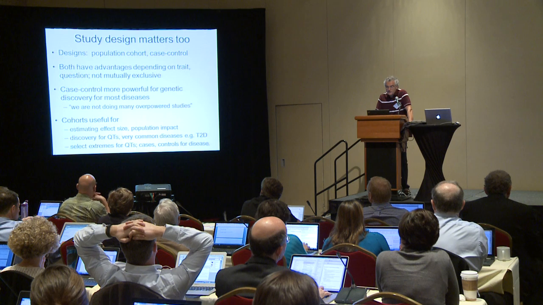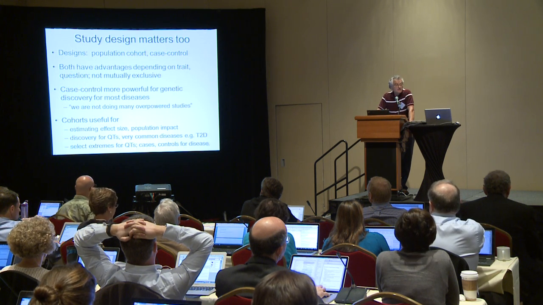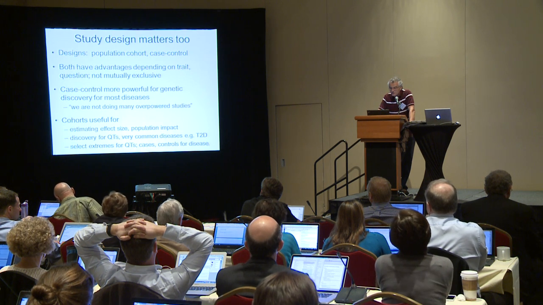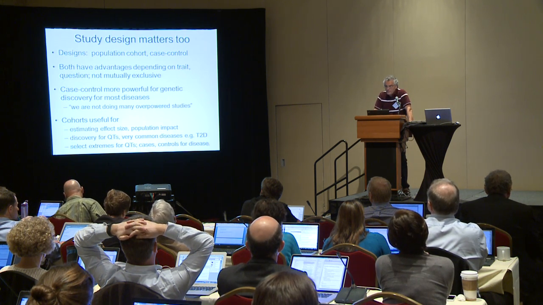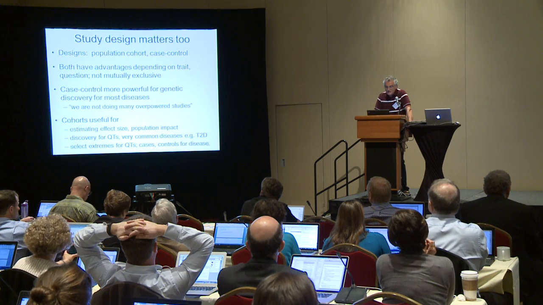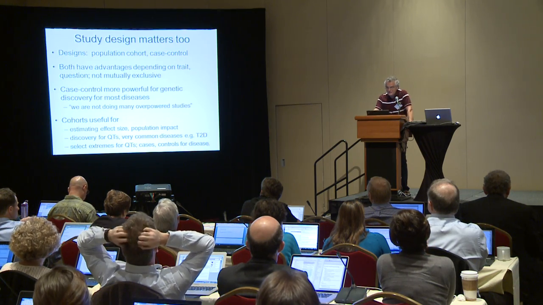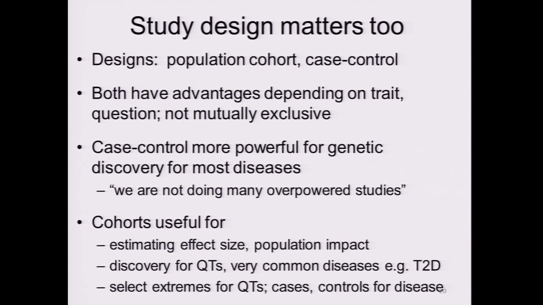All right. So beyond sample size, study design matters as well. Most typically, we talk about cohort studies and case control studies. Both of these have significant advantages depending on the trait and the question, and in fact, they're not even mutually exclusive. Case control studies are more powerful in general for genetic discovery for diseases. And since we're not doing too many overpowered studies in this field, thinking about what is most powerful is important.